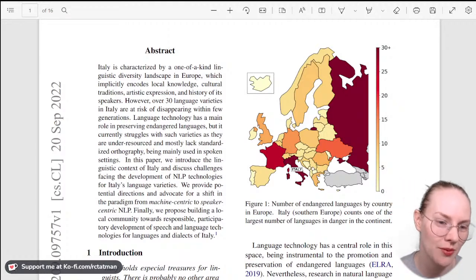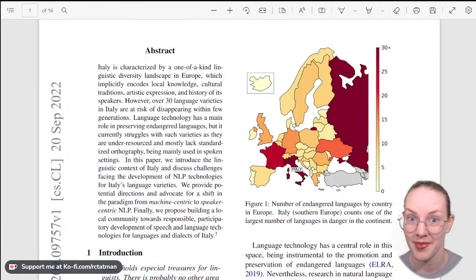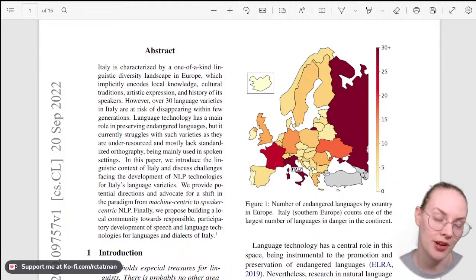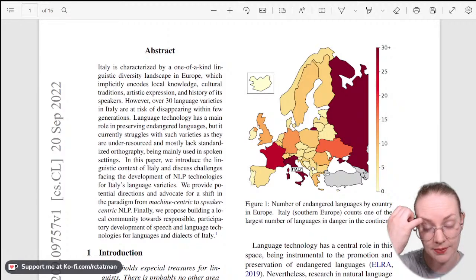Anyway, so language technology has a main role in preserving endangered languages, but it currently struggles with such varieties as they are under-resourced and mostly lack standardized orthography, being mainly used in spoken settings. So this type of language variety is particularly challenging because there's not a lot of recordings of it, right? And there's not a lot of written recordings of it, and a lot of ASR pipelines assume that you have a standard orthography towards which you are moving. And this is a similar issue with different language varieties in China, although there's a non-phonological writing system in use in China, so you can map a variety of languages as long as they have a similar syntax onto the same writing system, which is much harder with a phonetic or phonological writing system.